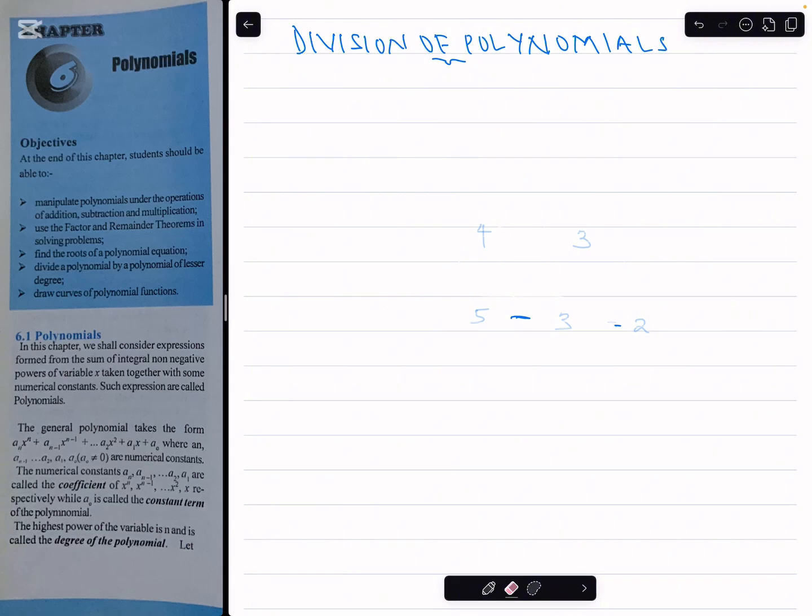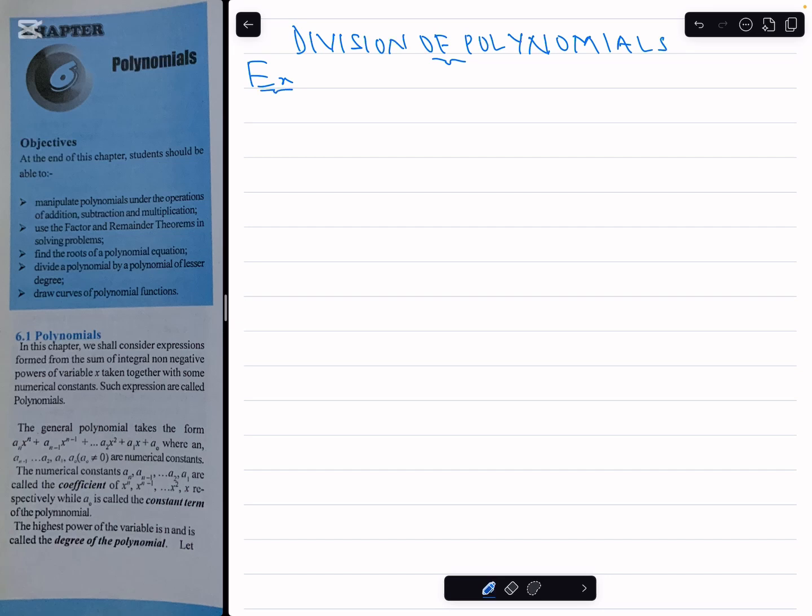And you can only divide a polynomial of degree n by another polynomial of degree m if n is greater than or equal to m. So when their degrees are the same, division is possible, and when the degree of n is greater than that of m, division is also possible. Now let's take an example very quickly.